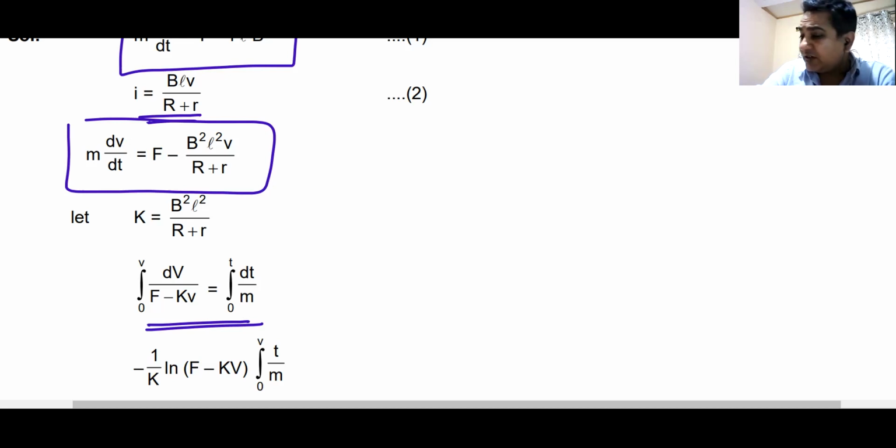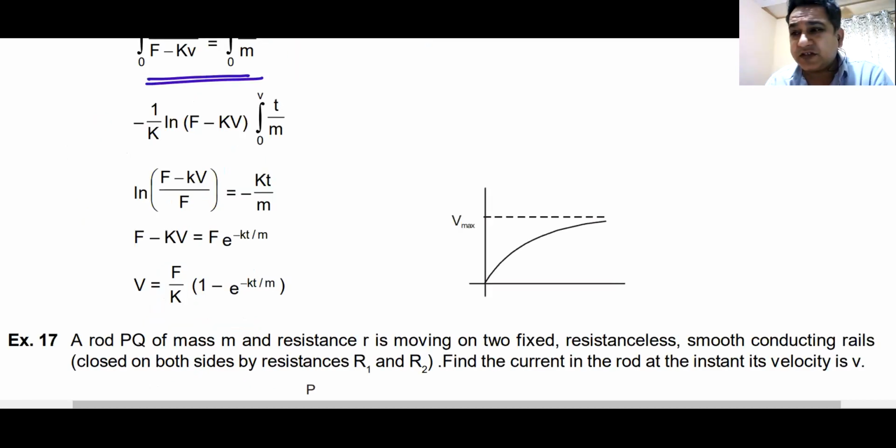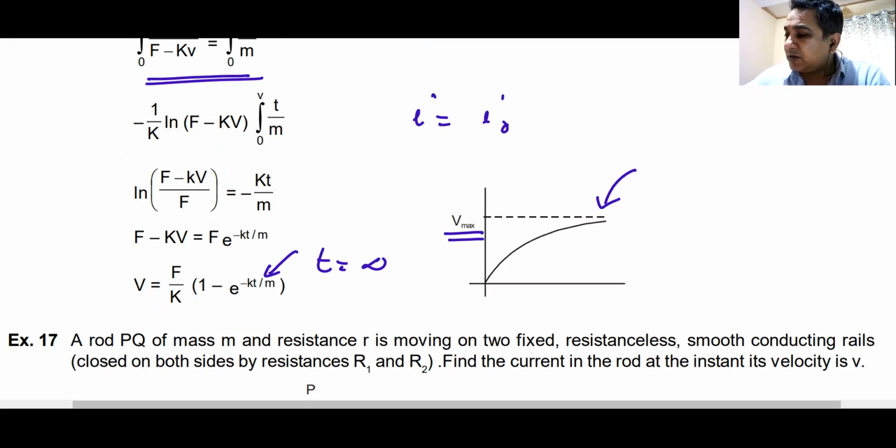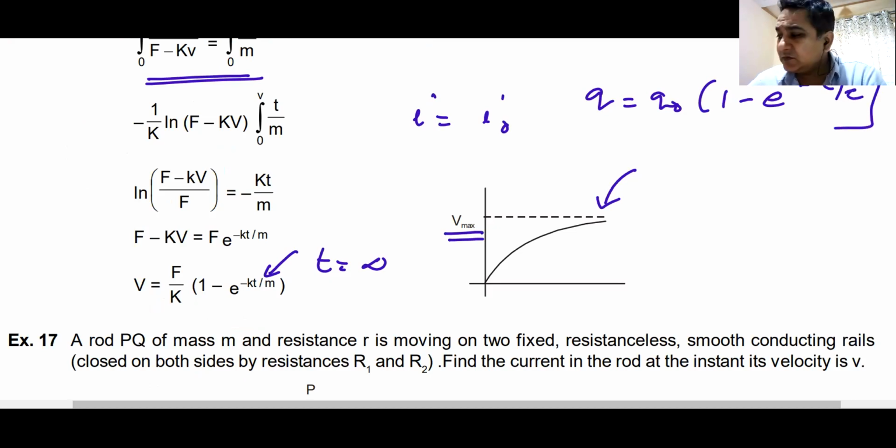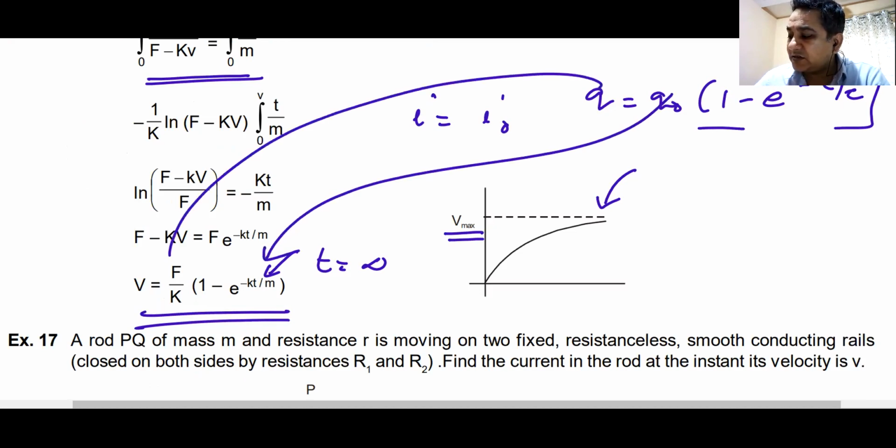What I want to share here is this diagram. After a very long time, it will reach this Vmax. This Vmax will occur at t is equal to infinity. This looks like I is equal to I naught, q is equal to q naught, 1 minus e to the power minus t by tau. Do you remember this? This and this come in a similar fashion. Yes or no?